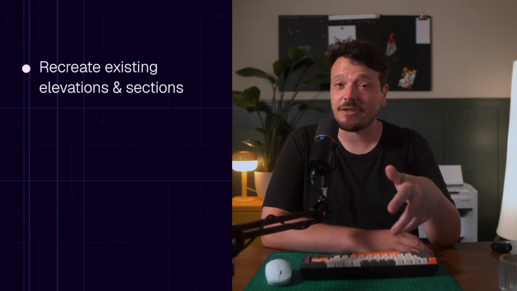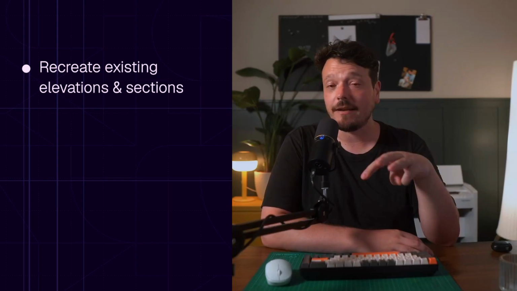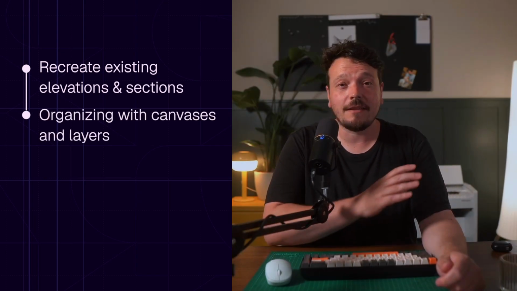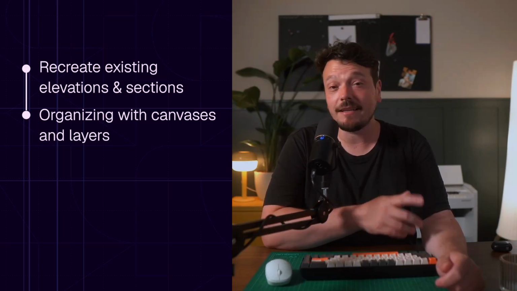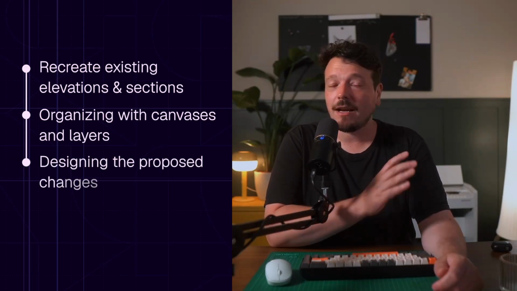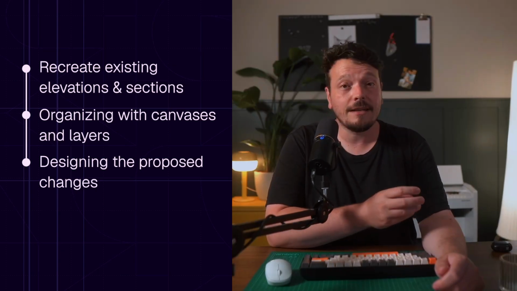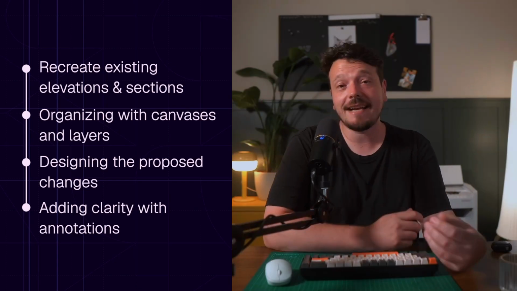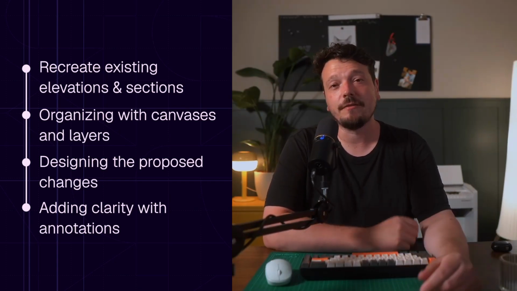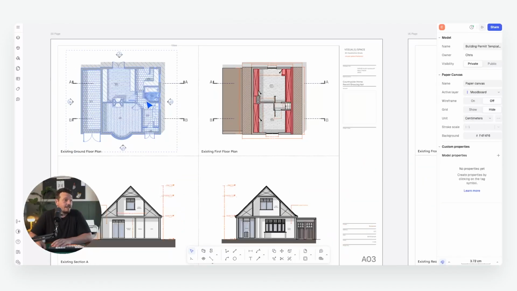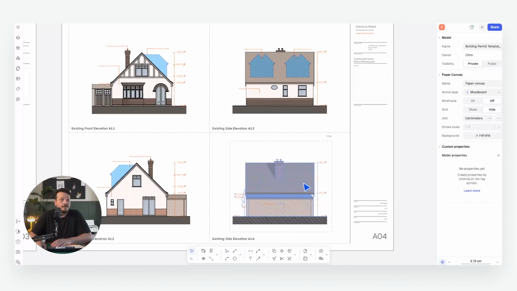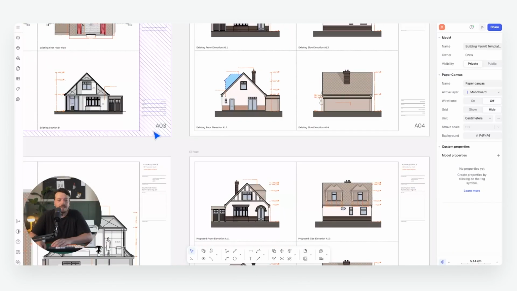Here's what we'll cover together. Recreating the existing elevations and sections using Rayon's wall, block, and line styles to capture what's currently built. Organising with canvases and layers so the existing and the proposed versions stay aligned and consistent. Designing the proposed changes, highlighting alterations in volume, roof lines, windows, and materials. Adding clarity with annotations, dimensions, tags, and labels to communicate changes for the reviewers. By the end of this lesson, you'll have a complete existing and proposed section and elevation set, a critical step that works alongside your floor plans to tell the whole story of your design.